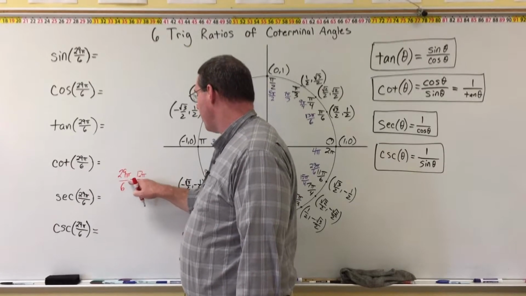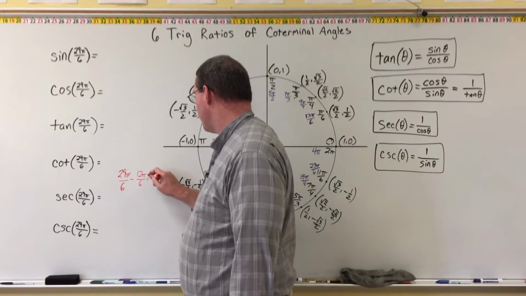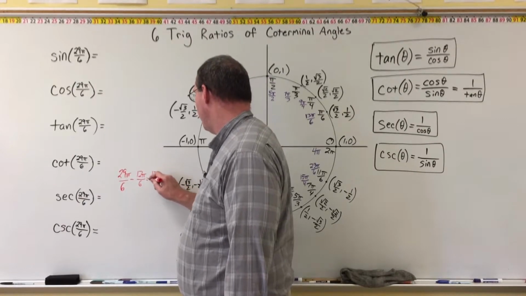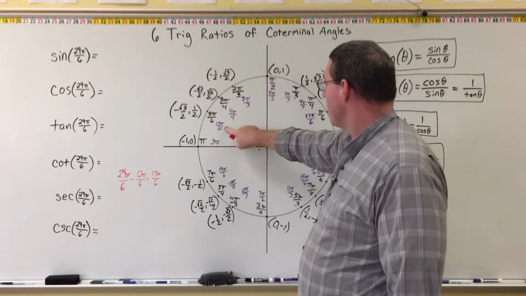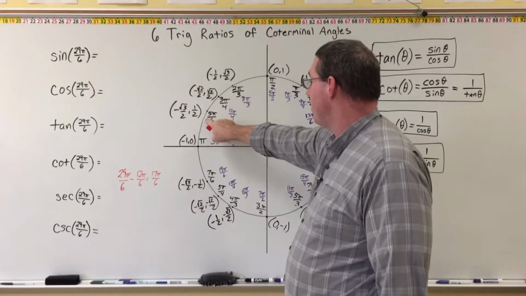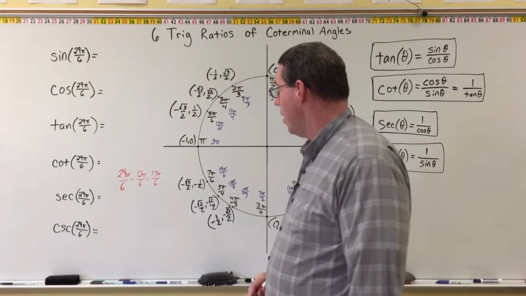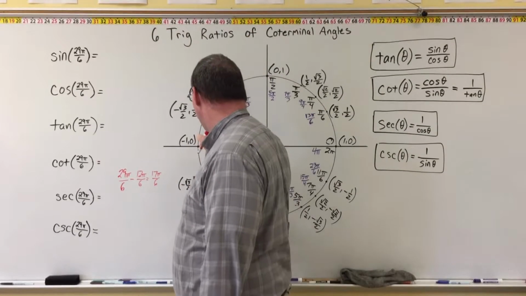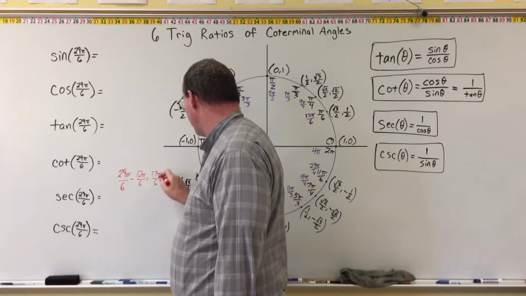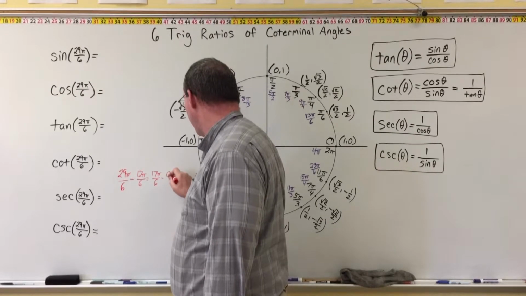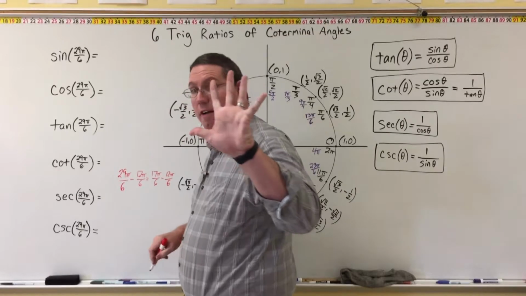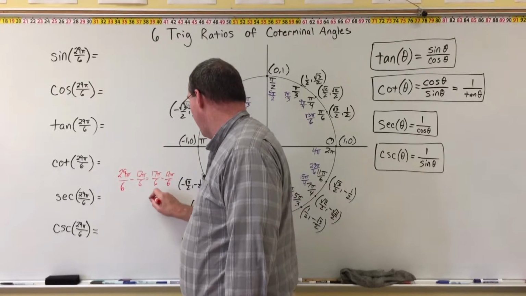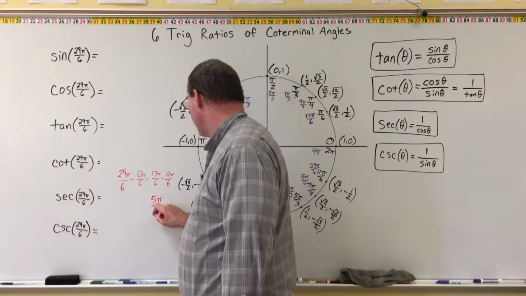29 pi over 6 minus 12 pi over 6 is 17 pi over 6. That's not one of our normal ones. Although look, it's right here, 17 pi over 6. So it must be 5 pi over 6. But what we would do to get to 5 pi over 6 is we now have to subtract another 12 pi over 6. And 17 pi minus 12 pi is 5 pi. So this is 5 pi over 6.